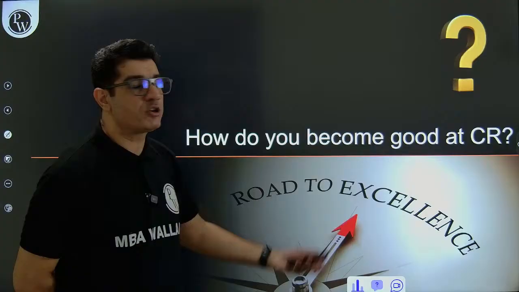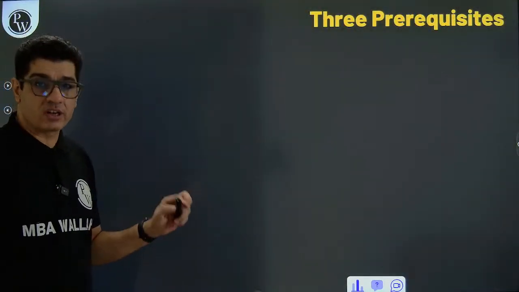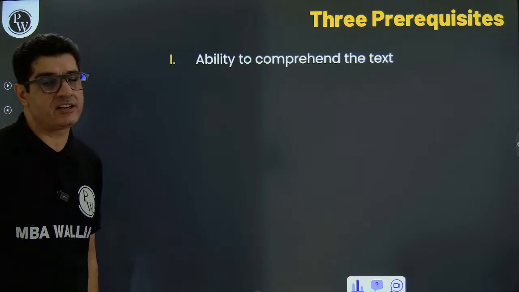How do you really go on to become good at critical reasoning? So I typically say that there are 3 core requirements. One of these is that you should have the ability to understand what you read.